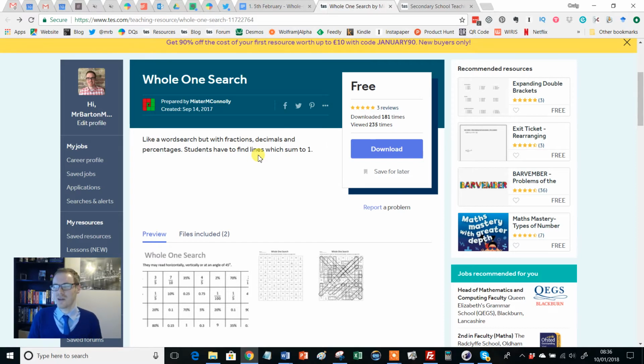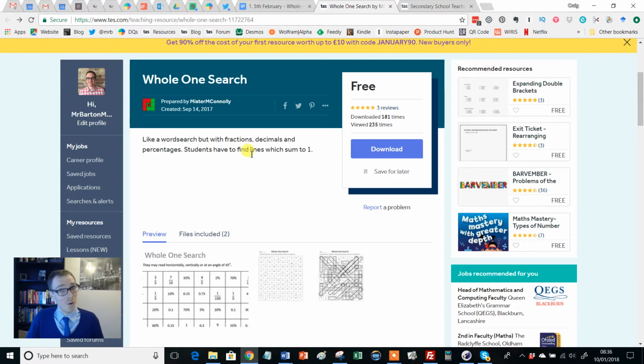But then I started to think, well, no, that's actually a load of rubbish because they're just finding words in a grid and they're not being tested on the definitions, the meaning, and all that kind of thing. So for about the last 3 or 4 years, I've abandoned word searches. But then I stumbled upon this one.